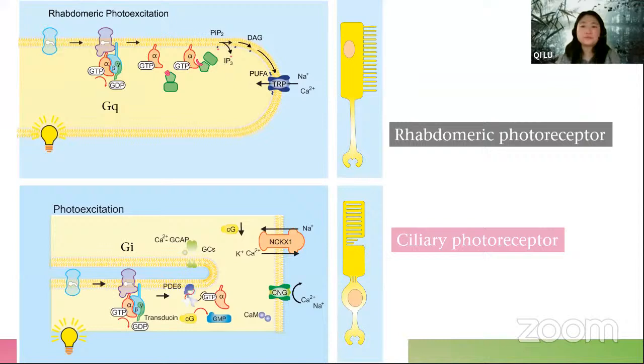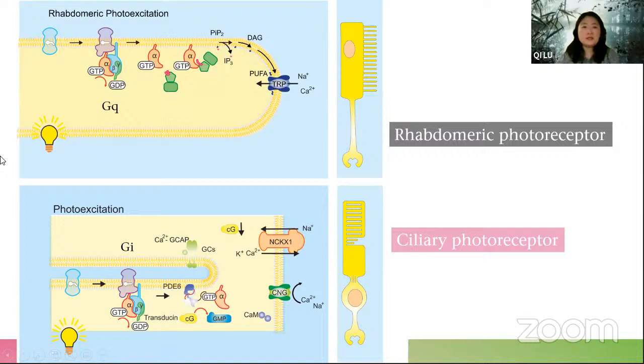Here, for example, they show the R type of photoreceptor and the C type of photoreceptor. There's a morphology difference between the rhabdomeric photoreceptor and the ciliary photoreceptor, and the endogenous signal pathways are also different. For the R type photoreceptor, the opsins activate the GQ signal pathway. But for the C type photoreceptor, which is the same as in human beings, it's actually activated through a GI signal pathway.